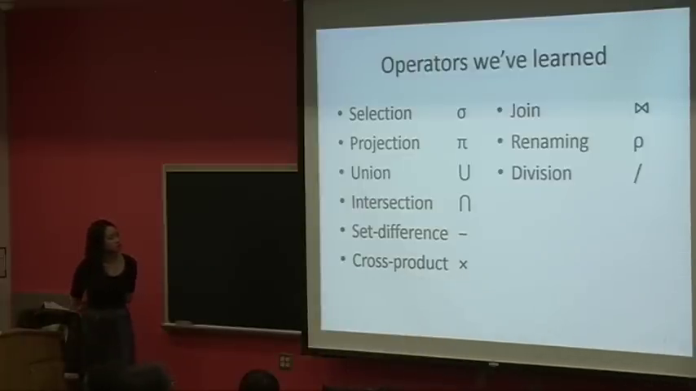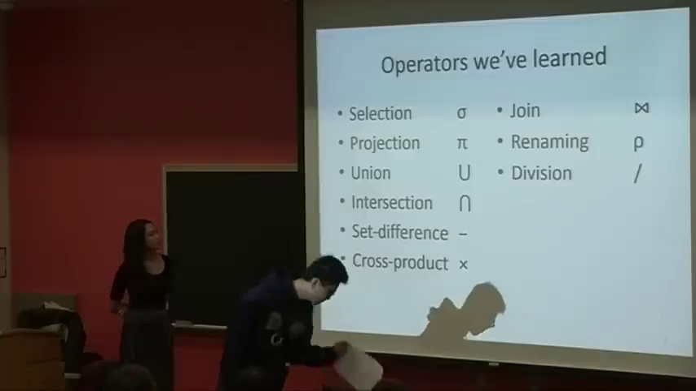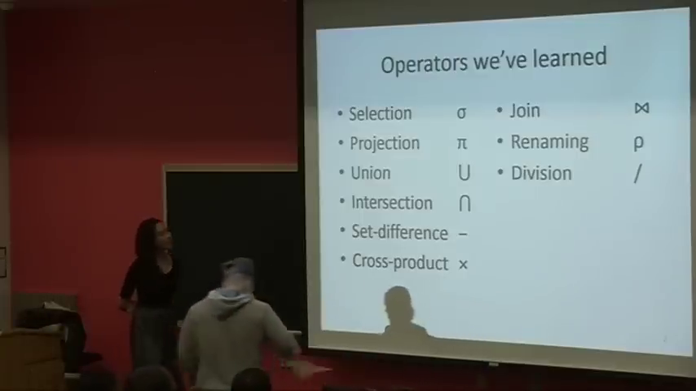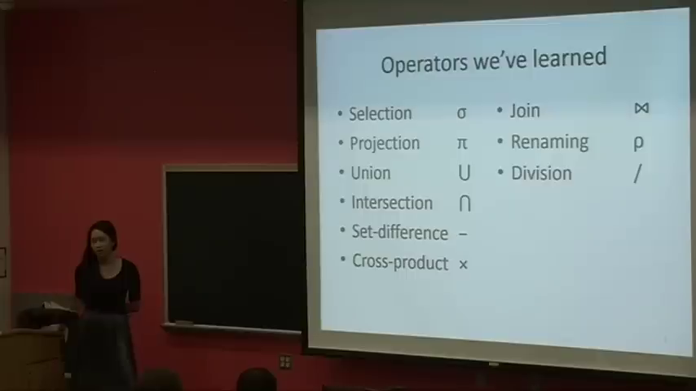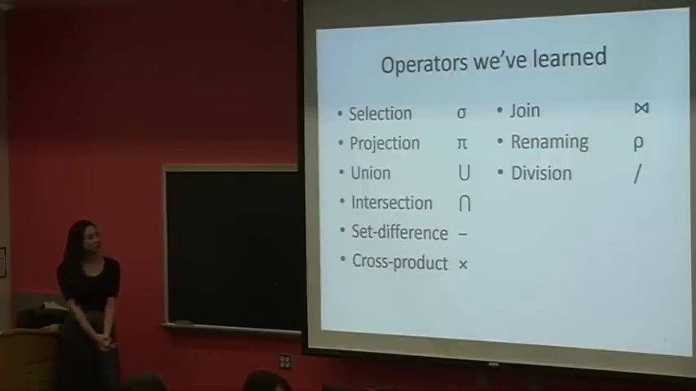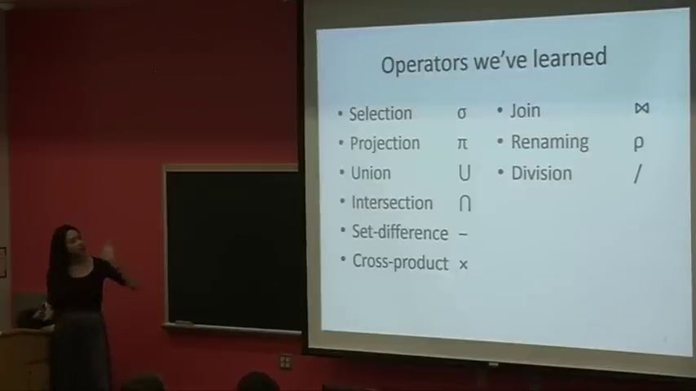The first one is selection. We use sigma to denote that. What does selection do? It selects the rows based on criteria. For selection, you put a condition and then select the rows that satisfy such condition. Is selection unary or binary? Unary. You take in one relation and output one relation. Are the schemas for input and output the same? Yes. Normally the criteria is denoted in the subscript of the sigma.